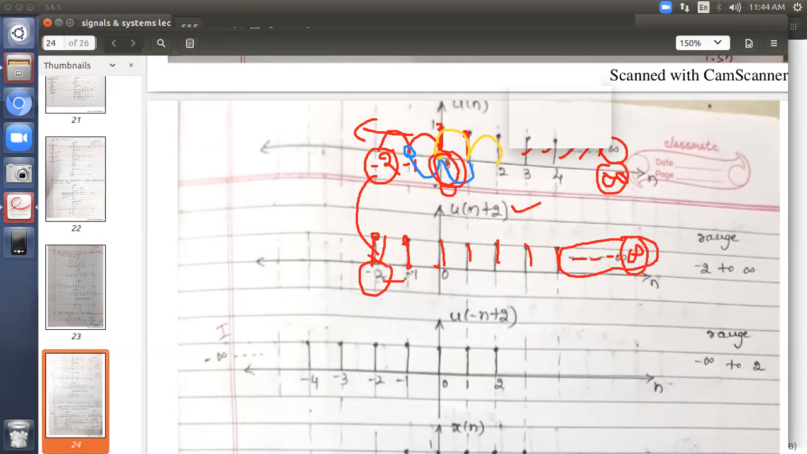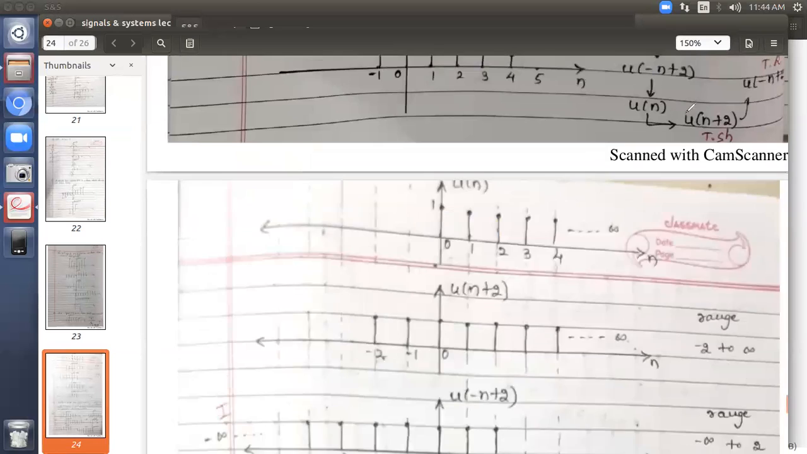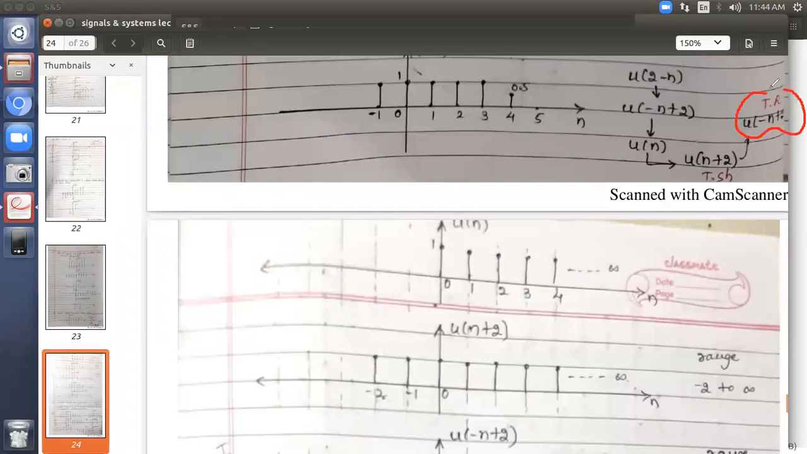We have a shift of 2. See, 1 unit and 2 unit. Originally, it was at 2. Now, it is at -2. There is a shift of 2 units to the left side. Okay. This is the shift of u of n plus 2. Now, the next step is you should go for reflection.